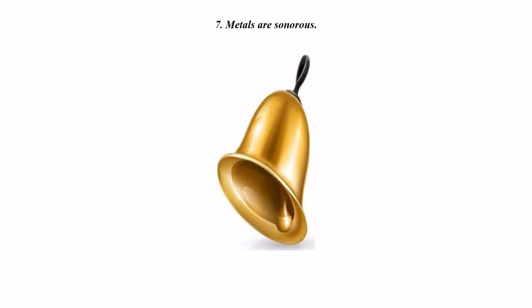The seventh physical property of metals is that metals are sonorous. What does it mean? The metals that produce a sound on striking a hard surface are said to be sonorous. Hence, school bells and temple bells are made of metals because they are sonorous.